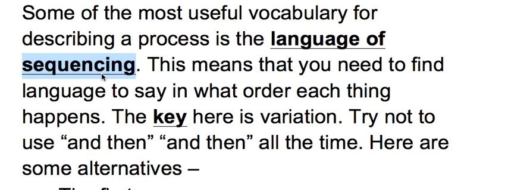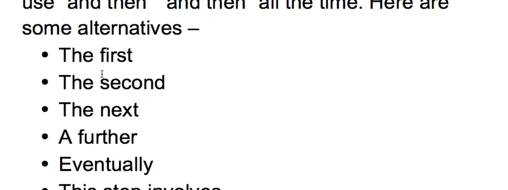So, for example, you are describing the process of making chocolate. You say, and then this is done, and then this is done, and then this is done. So that will sound very monotonous, repetitive. It would not fetch you a high band score. So you have to learn some vocabulary. Here are some alternatives that you can use.